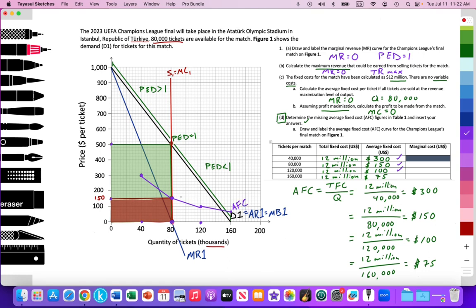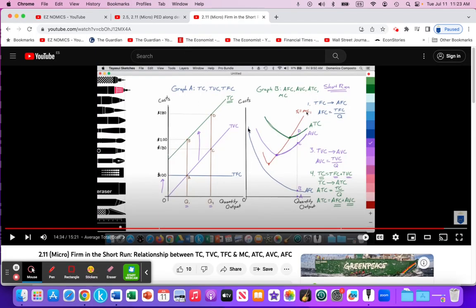And so we see it's going downward, which makes sense. If we take a fixed value, total fixed cost being constant, divide it by a larger and larger number, the average is going to get smaller and smaller. So again, it's expected that the average fixed cost curve has this shape. It gets closer and closer to zero as we produce more and more units of output.